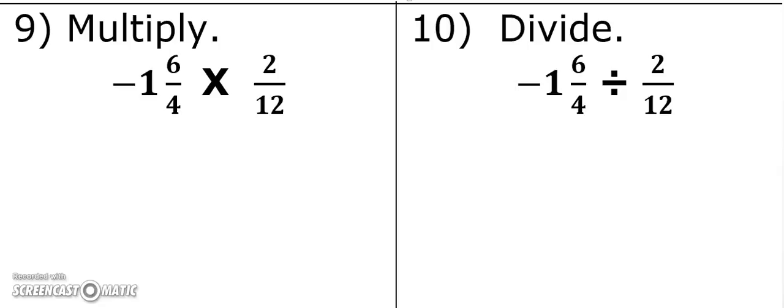Here's how to multiply and divide fractions. First, you need to make sure that you don't have any mixed numbers, and if you do, you need to first make them improper, which is what I'm going to start here. I'm going to make this improper.